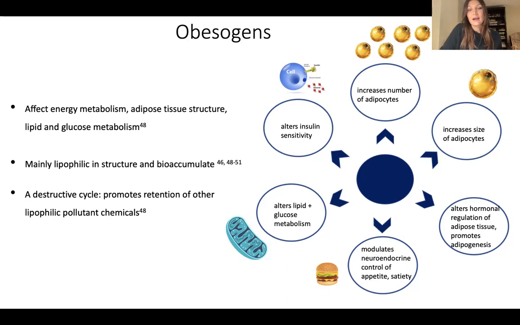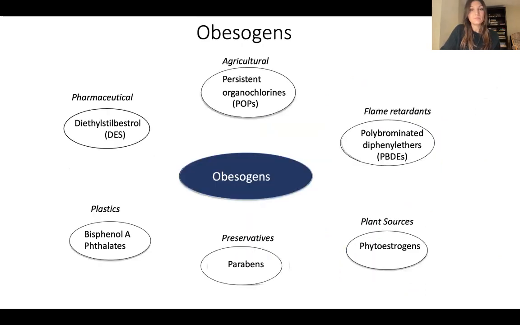So obesogens can act several ways. They can alter lipid and glucose metabolism, they can alter insulin sensitivity, they can increase the size and the number of adipocytes. They can alter hormonal regulation of adipose tissue and promote adipogenesis. And they can also modulate neuroendocrine control of appetite and satiety.